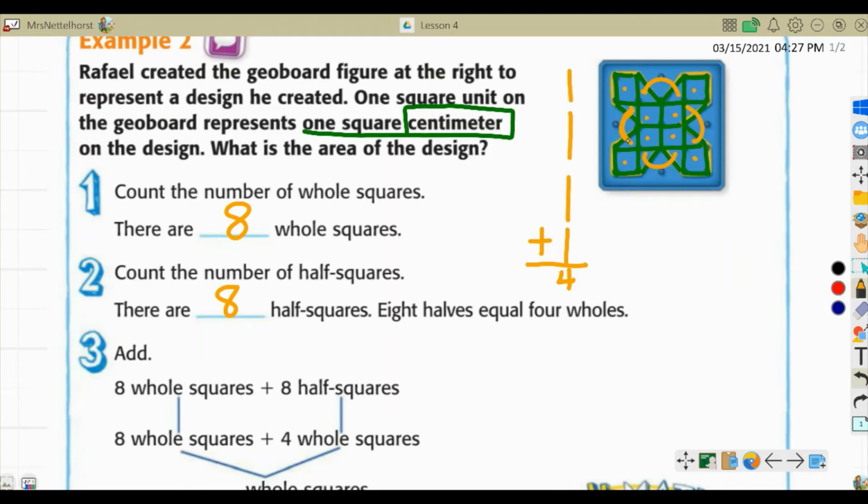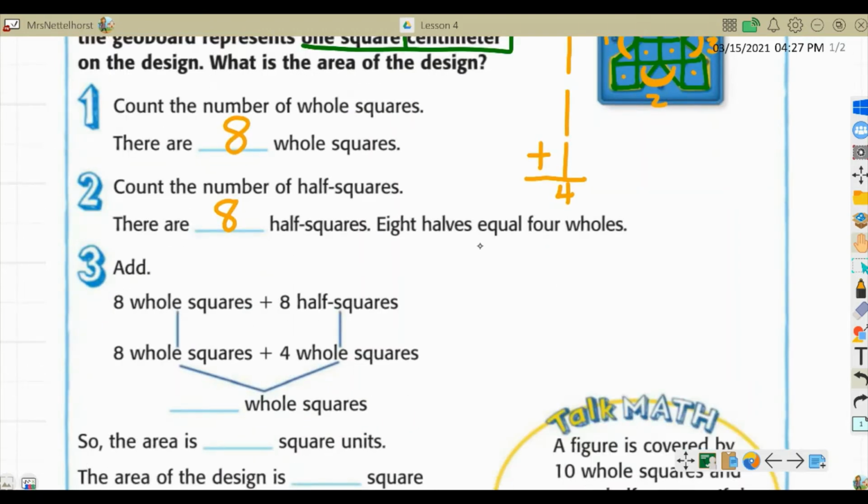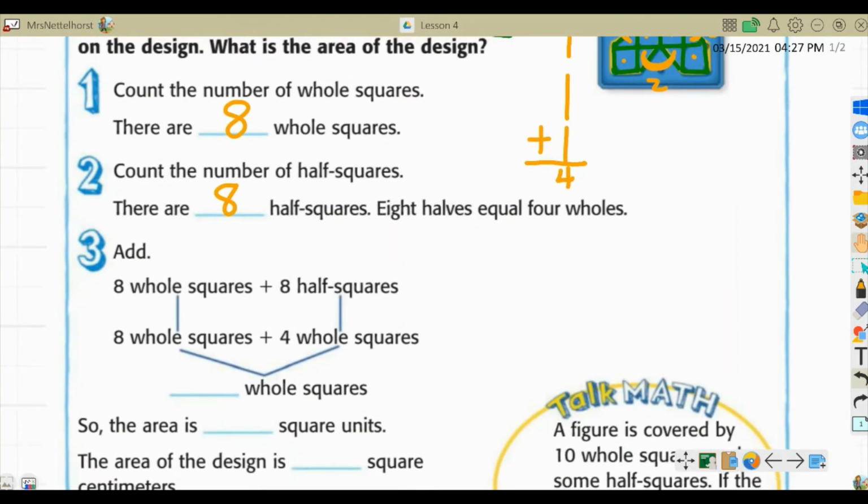Just connect this one, this one, this one, this one. You can even count the arches. 1, 2, 3, 4, or the lines that tie them together, however you want to call it. Okay, so then you're going to add. They made this a little harder than it needs to be, if you ask me. But 8 whole squares plus 8 half squares. Okay, 8 half squares is the same as 4 whole squares.